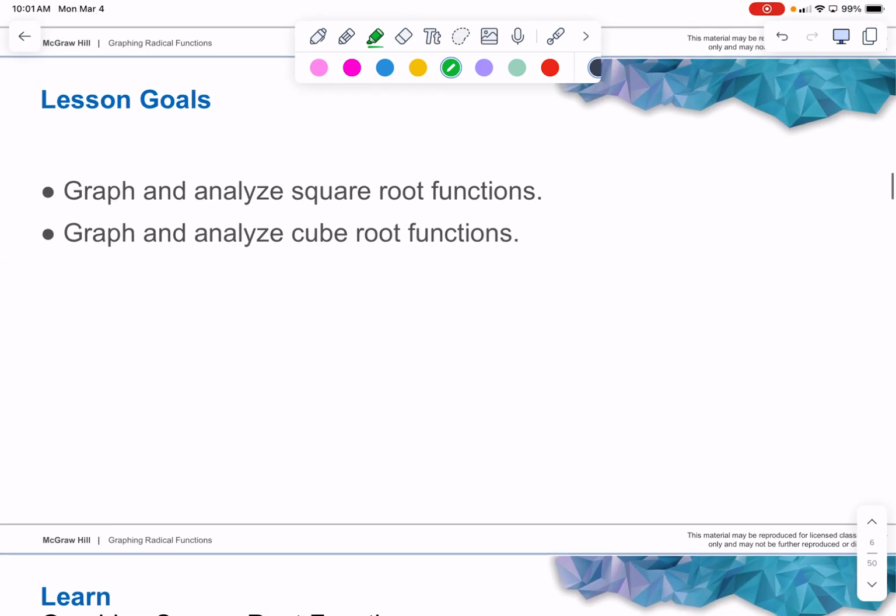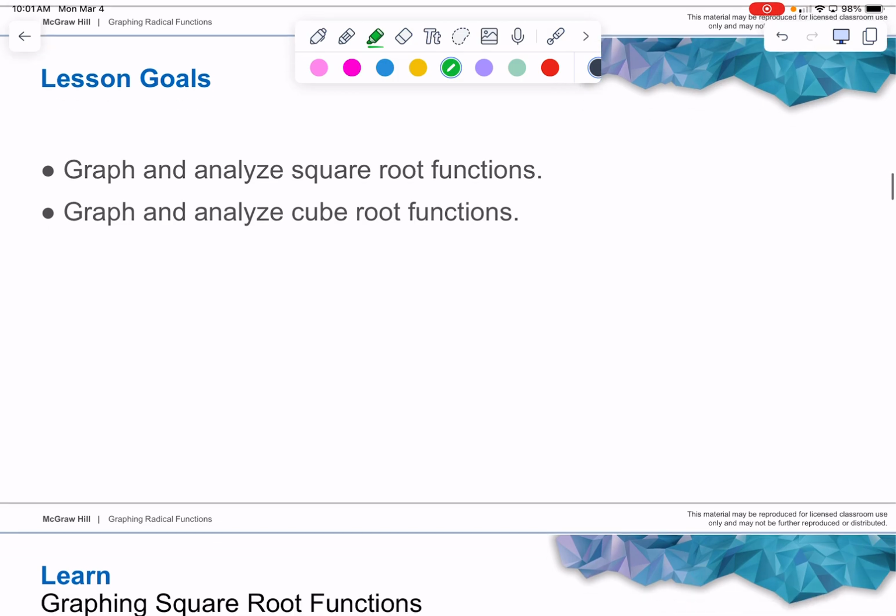So here are our goals. We want you to be able to both graph and analyze square root and cube root functions. So that's where we are headed today.